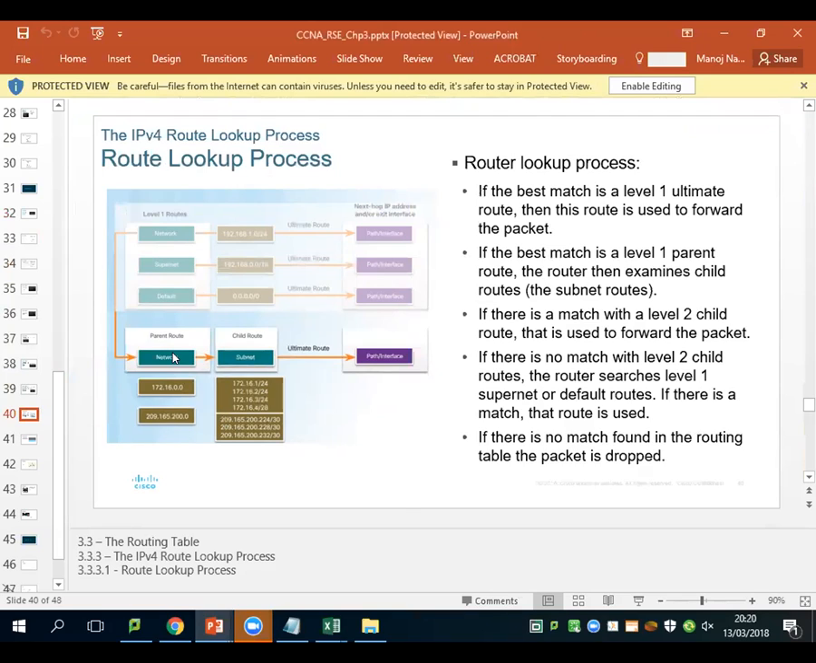Now, what happens if there's no level 2 child routes? The router then searches the level 1 supernet, or obviously the default route. So default is where it falls back. If there is a match, that route is used. Now, if there are no matches at all in the routing table, for example if there's no default route set up, like in a closed network, then the packet is dropped. And there's a certain timer when that happens, and then it is no longer operational.